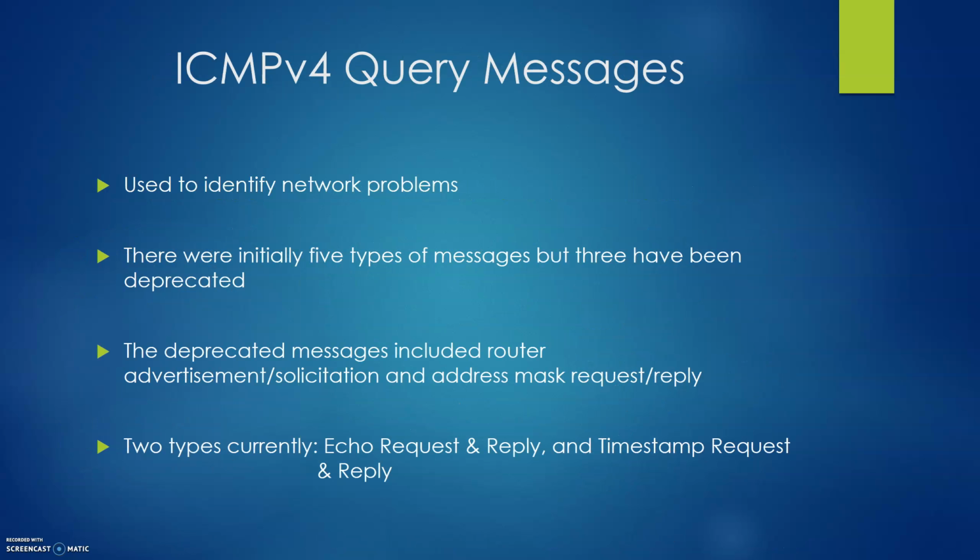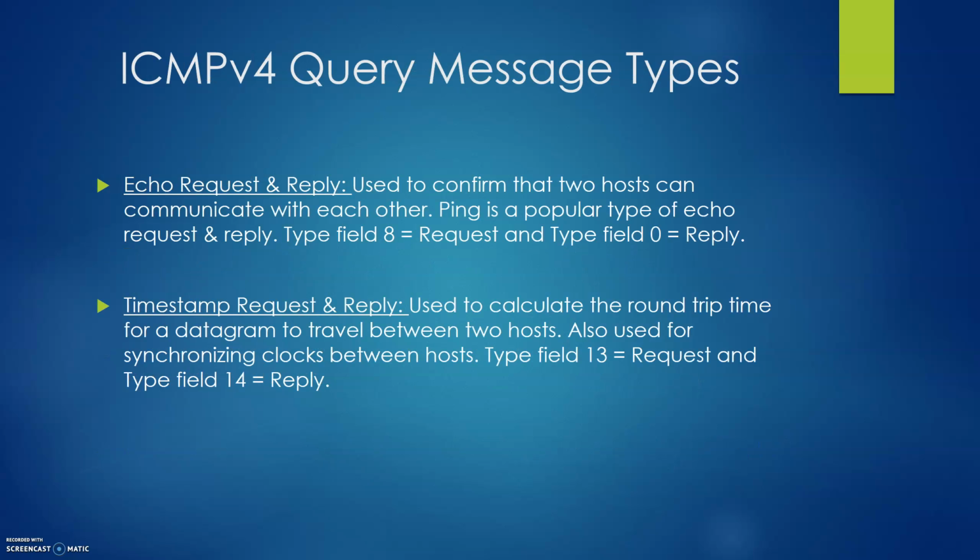Okay, so query messages are used to identify network problems. There were initially 5 types of messages, but 3 have been deprecated. The deprecated messages included router advertisement, solicitation, address mask request, and reply. There are 2 types currently, echo request and reply, which is pretty commonly used for ping, and timestamp request and reply. Echo request and reply is used to confirm that 2 hosts can communicate with each other. Ping is a popular type. The type field is 8 for request, and 0 when you want to reply.